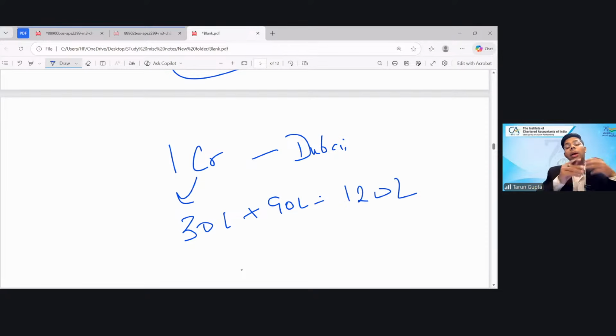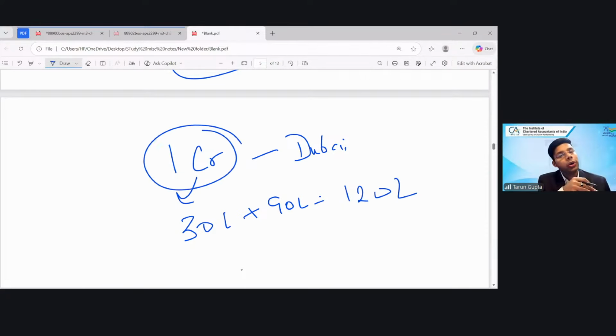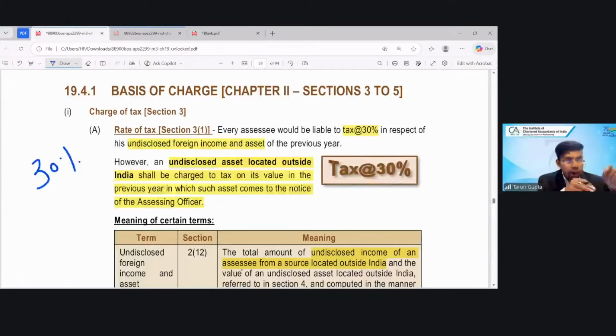120 lakh is the amount which you need to pay to the Indian government against your asset of rupees 1 crore. So it is a big issue for the defaulters. Okay. So that's why it's a very severe act, a very difficult act.